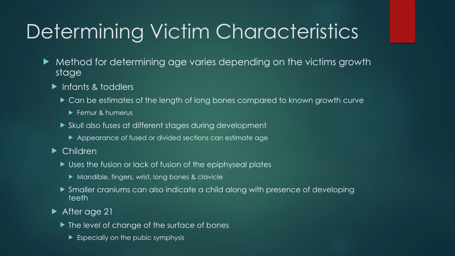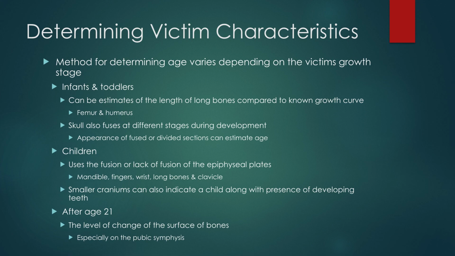Children, if you're identifying if it's a child, uses the fusion or lack of fusion of the epiphyseal plate, which is basically our growth plate. It looks at the mandible, the fingers, wrists, basically any long bone or the clavicles. They tend to have smaller craniums, which can also indicate that it's a child, along with the presence of any developing adult teeth. In an infant, the formation of teeth can be used to determine age, because the formation of our permanent teeth actually starts at birth.